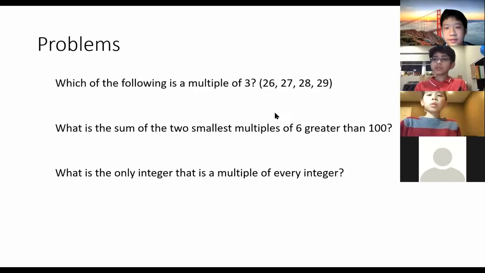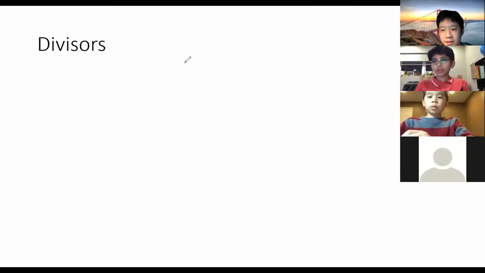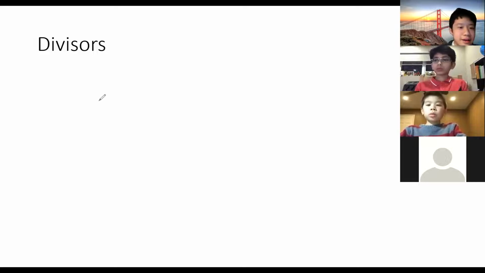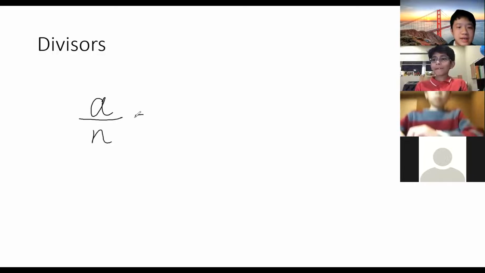That's a pretty important thing for you guys to remember. Now we have divisors. What are divisors? Basically, divisors are the opposite of multiples, just like multiplication is the opposite of division. If we take a number a, it can have a bunch of divisors n, such that if I divide a by n, I get an integer.